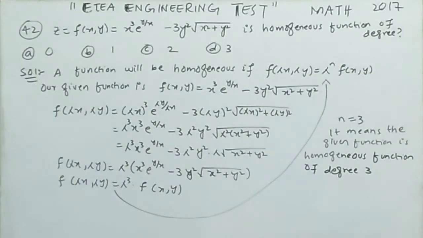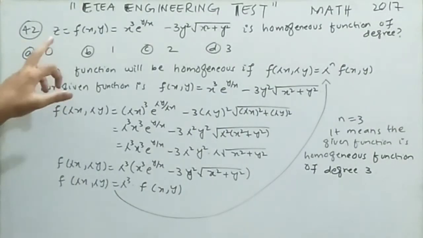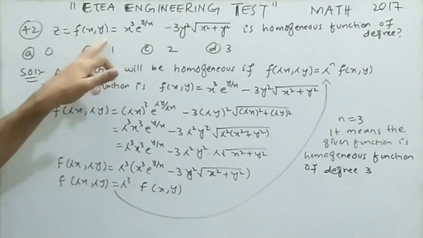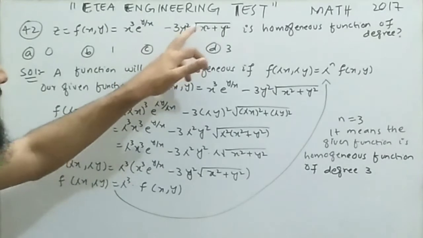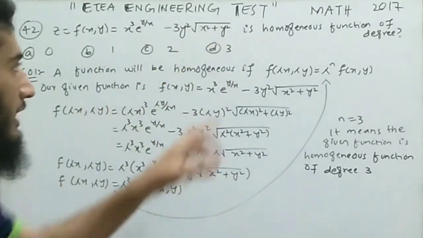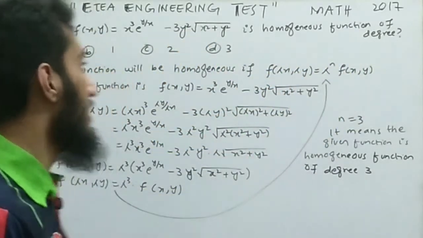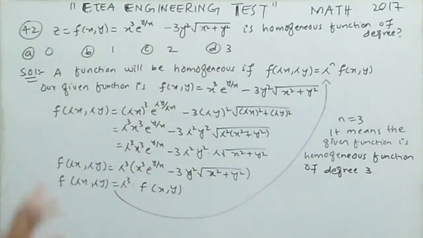Move to the next MCQ. MCQ number 42. It tells that a function z is equal to f of xy is given, which is equal to x power 3 e power y divided by x minus 3y square under the root of x square plus y square. It is a homogeneous function of which degree? 0, 1, 2, 3. So move to the solution of MCQ number 42.